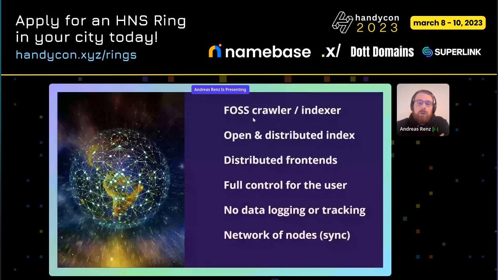The vision is a free and open source crawler indexer, which has an open and distributed index, distributed in the sense that it's not only stored on one server, but actually distributed across many nodes, many servers, so that it cannot be taken down. It should be at all times accessible and also not dependent on just HNSSearch. The vision is also that once this index is decentralized and publicly available, other people will build their own front ends and will integrate the index or extend their existing indexes.